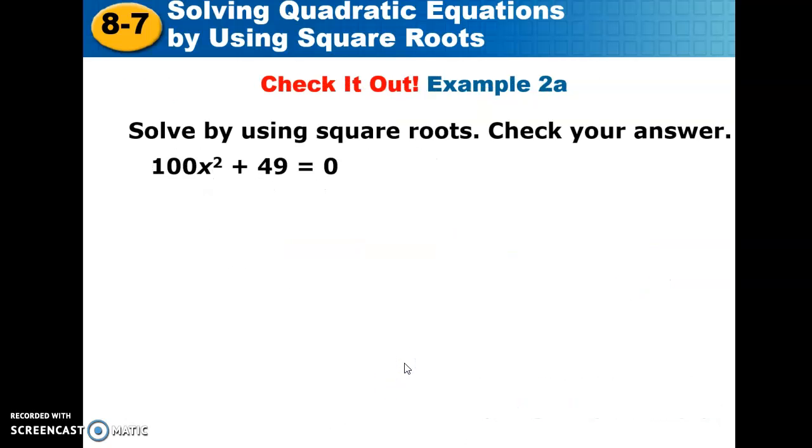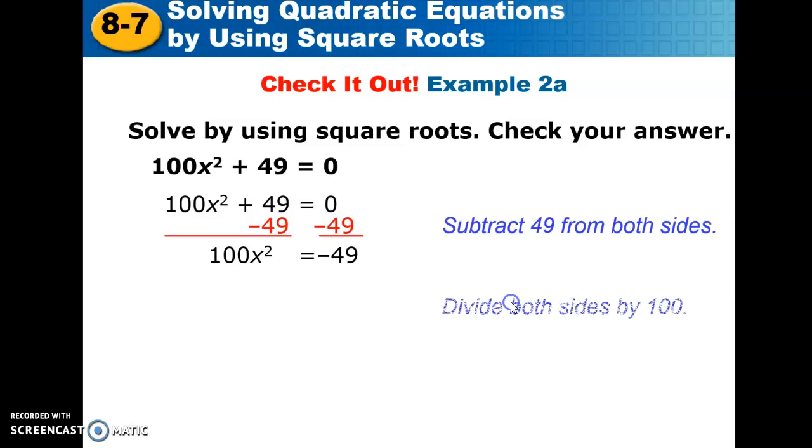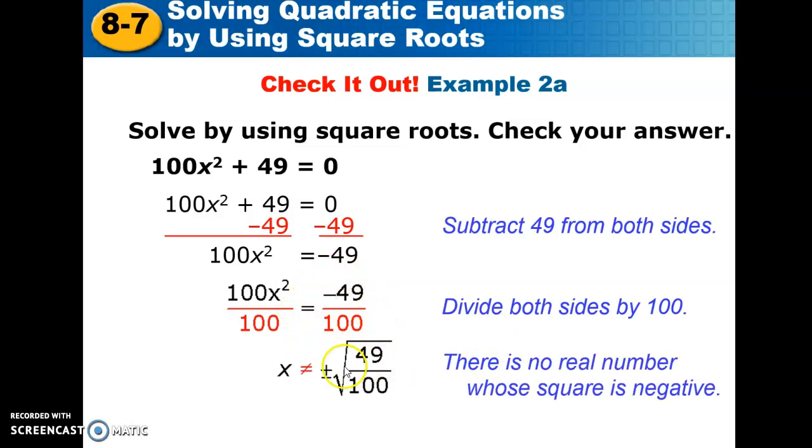Okay, if you have 100 x squared plus 49, this is the same idea. I'm already seeing 100 as a perfect square, 49 as a perfect square. So we're going to subtract 49 on both sides, divide by 100. But look, we have a problem because we have a negative number. Can you ever have a negative inside a square root? Nope. So this would be no solution.